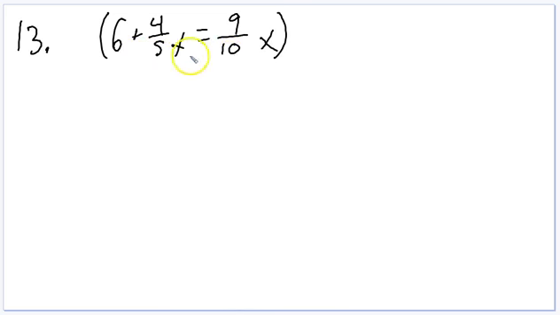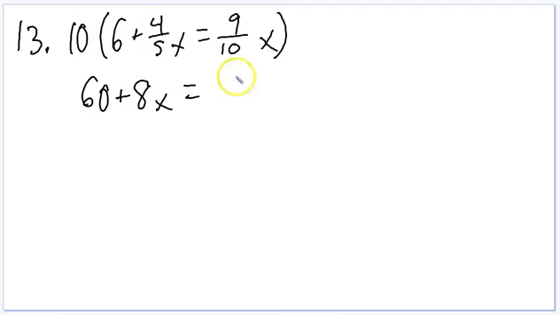So let's see if, we'll leave it at 10 and see if the smaller number goes into the bigger number. So does 5 go into 10? Yes, it does. Okay, so we're going to multiply this by 10. So 10 times 6 is 60, plus the 10 and the 5 cross simplify to make this a 1 and this a 2. So 2 times 4 is 8x. The 10 and the 10 cross simplify to make 1, so I get 9x.